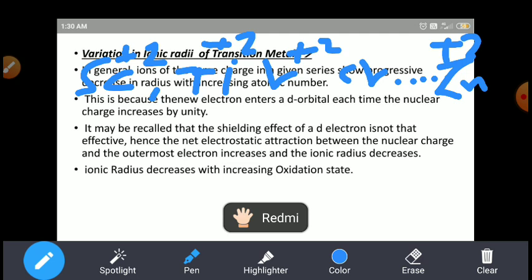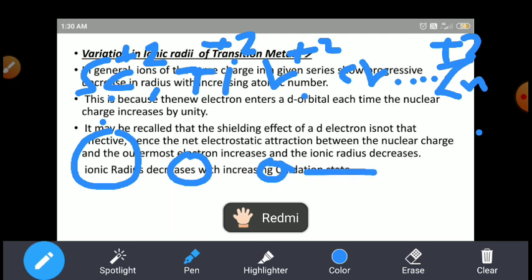When you move from left to right, from the scandium ion to the zinc ion, the size again decreases. Size decreases as compared to the respective atoms. The size decreases from scandium to manganese, and again from iron to nickel.